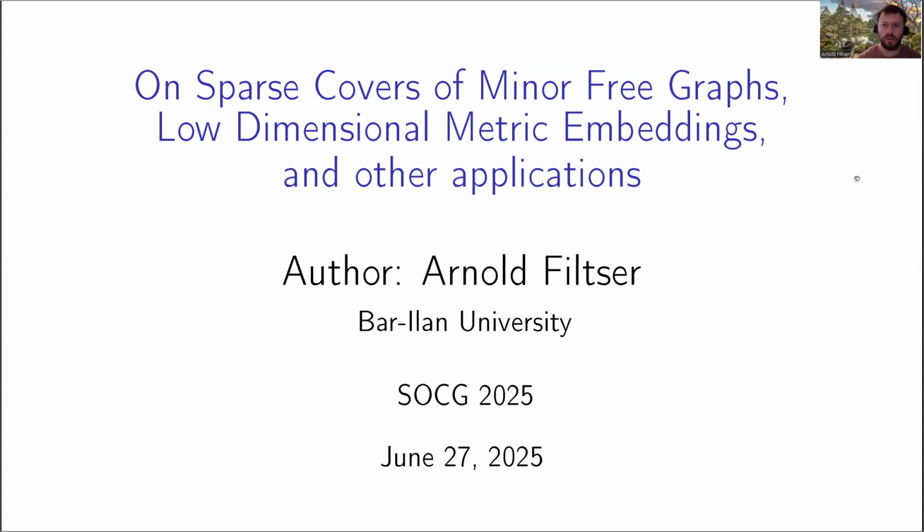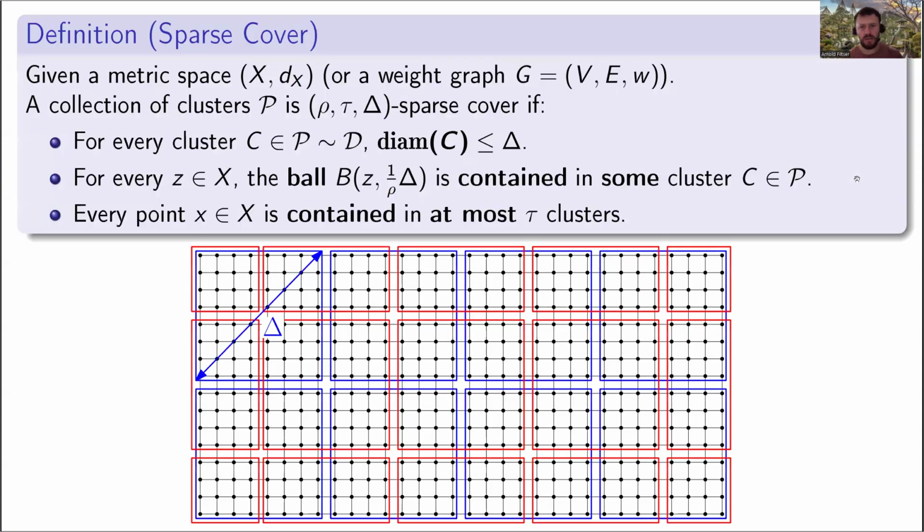Today, I'll tell you about sparse covers of minor free graphs and low-dimensional metric embeddings. So a sparse cover basically is a collection of clusters that covers all the balls in a sparse manner. Formally, there are three parameters, rho, tau, and delta. Rho is the padding parameter, tau is sparsity, and delta is the scale. And the guarantees are as follows.